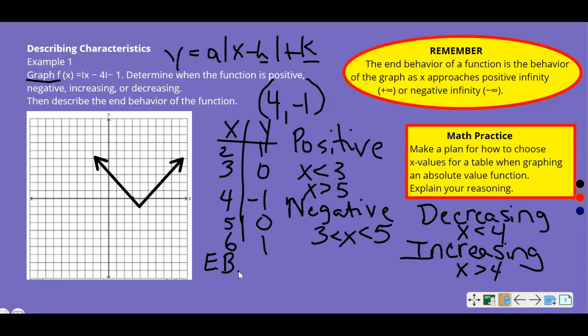So the end behavior basically is saying, what does each end of the graph do? What are we doing to the left? What are we doing to the right? We determine it from the domain and the range. So you have your x's that are going negative, you have your x's that are going positive, you have your y's that are going negative, and you have your y's that are going positive. A lot of times it's going to be very simple. It's going to be one of those 4 things.